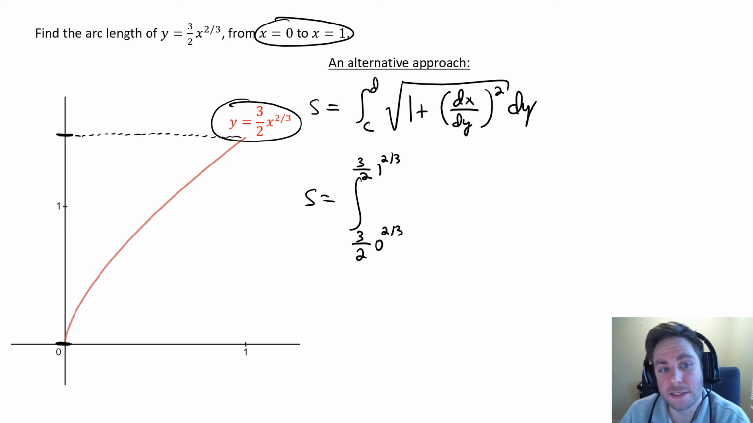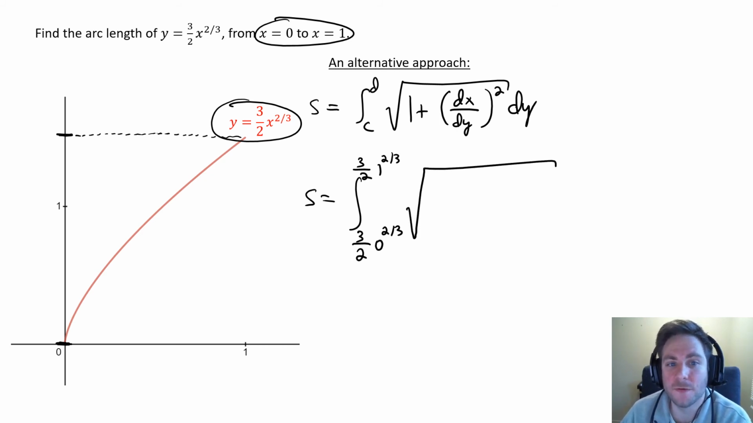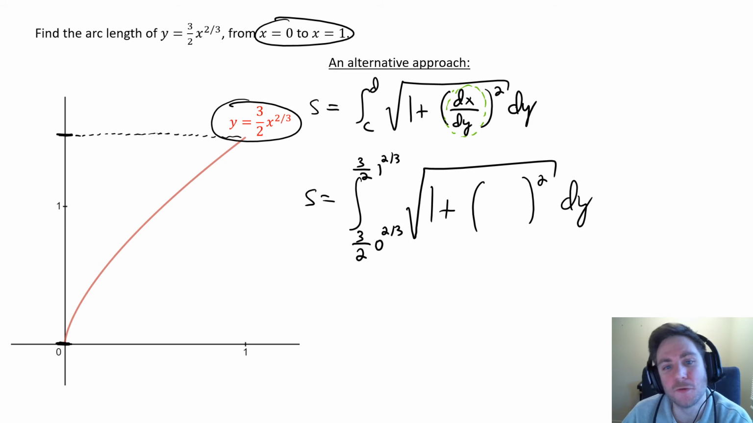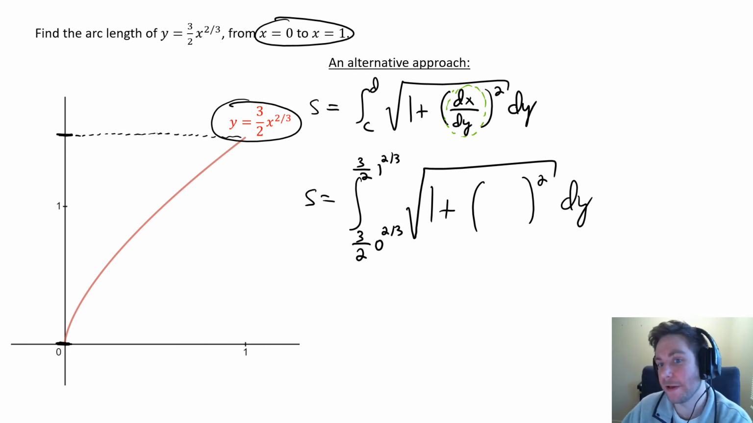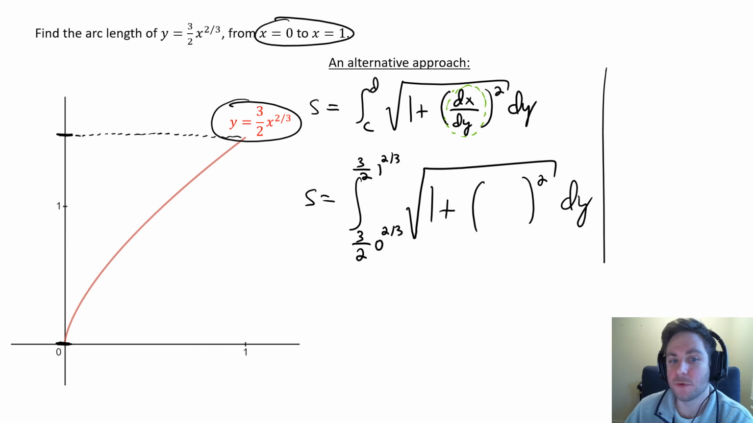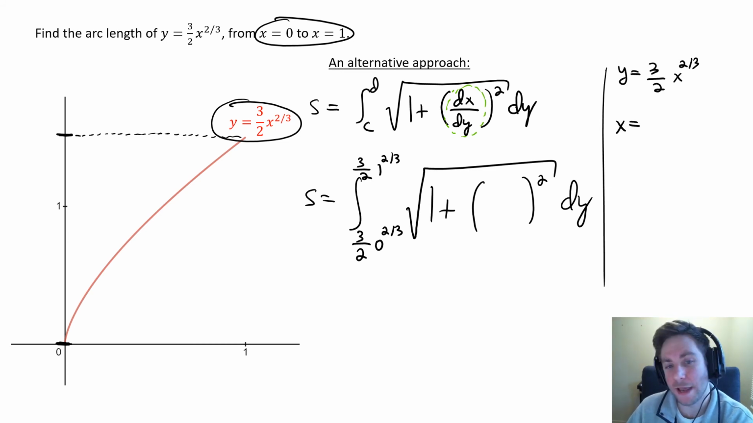And as a next step, we would need to figure out the formula for this dx over dy. What that represents is the derivative of x with respect to y. And for that, we need to think of x as being dependent on y rather than the other way around. So the way we do that is we rearrange this equation to get the x by itself. But that's just some simple algebra.